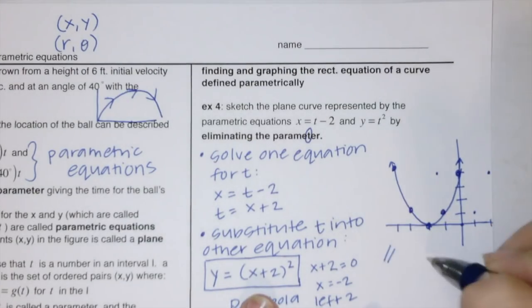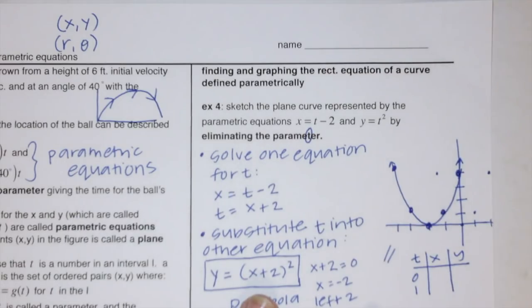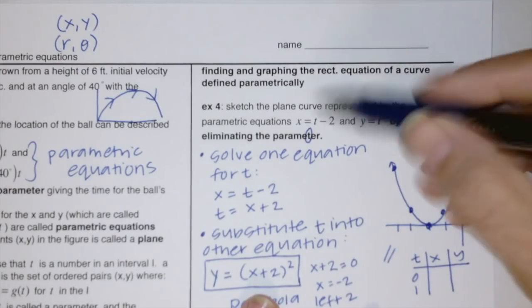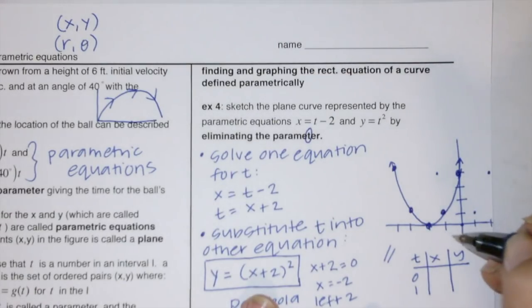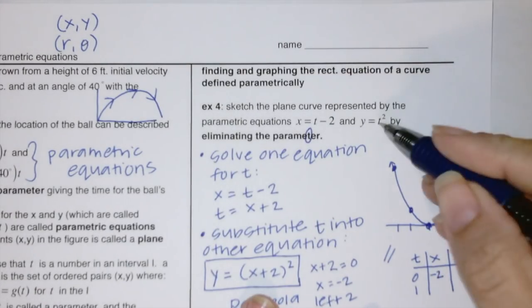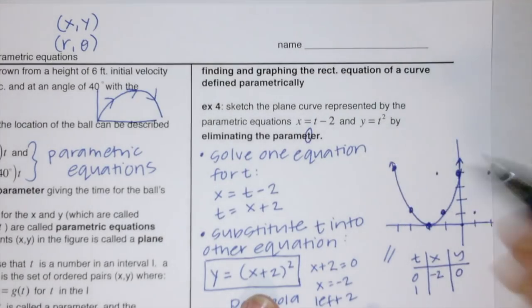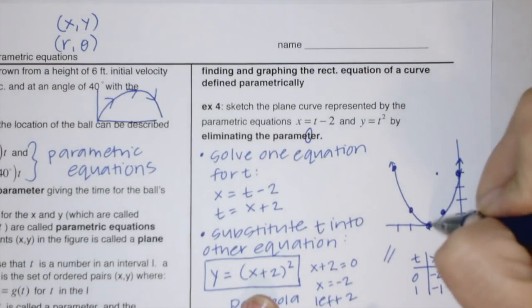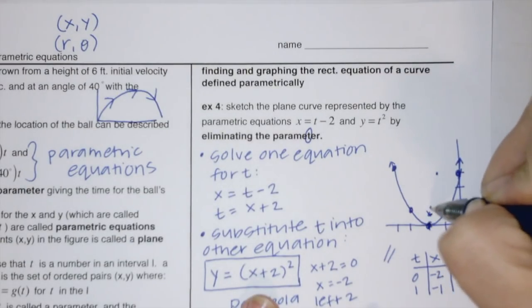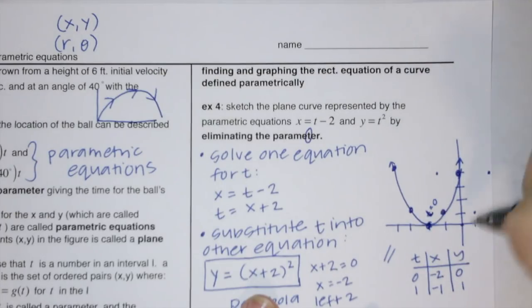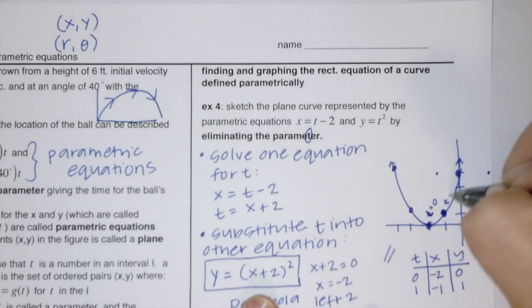So real quickly, we just need to do a tiny table, okay? The only reason why we're doing this is to see in which direction we're going to put these arrows. I like to pick t equals 0 and t equals 1 because they're easy to plug in. So at 0, x is -2 and here y is 0. And at 1, x is going to be -1 and y will be 1. So this point right here, -2, 0, that's t equals 0. And at -1, 1, that's this point, that's t equals 1.